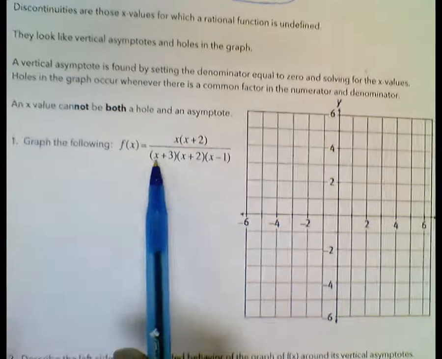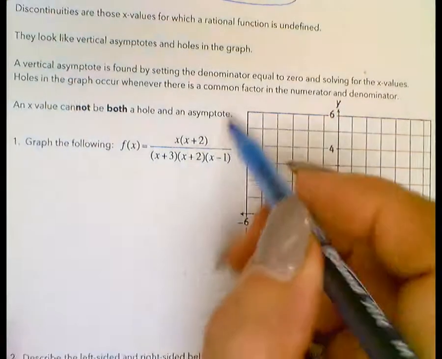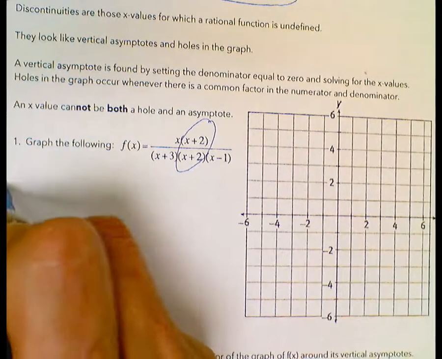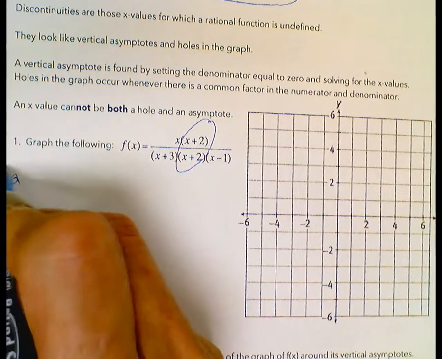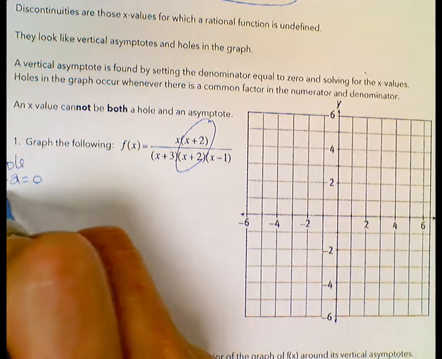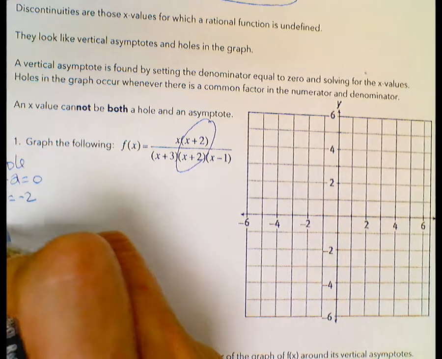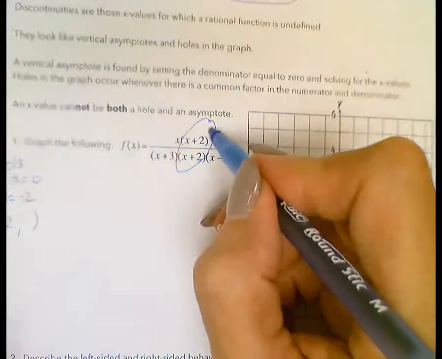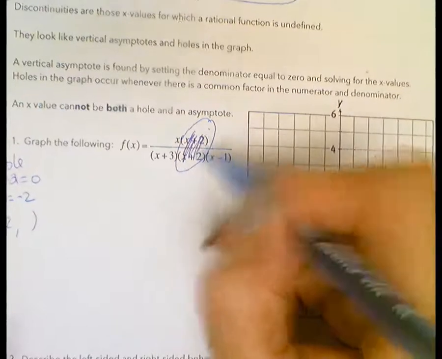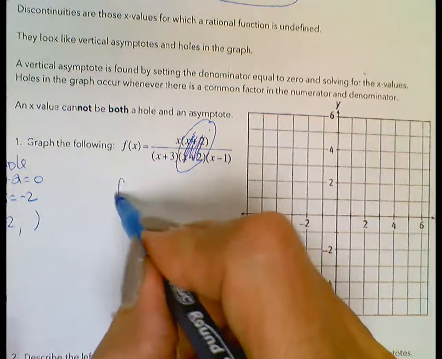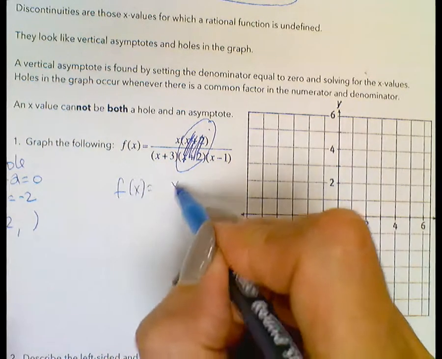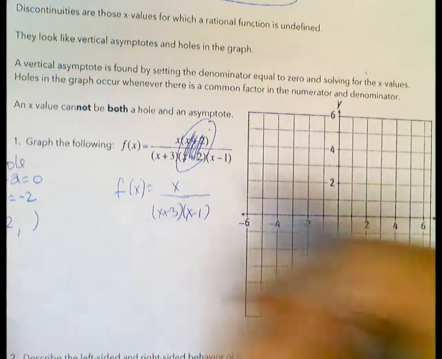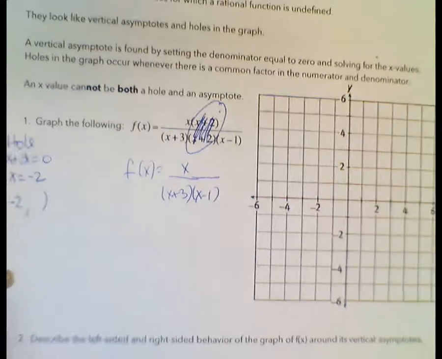So we have x plus 3, x plus 2, and x minus 1. And then we also have a removable one. So let's remove this first. The first one is a hole. So the hole is at -2 something. And we're going to remove it from the problem. So now we're left with f of x equals x over (x plus 3)(x minus 1). That's what we're left with.